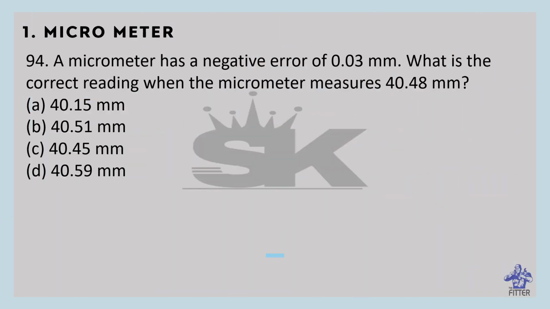A micrometer has a negative error of 0.03 mm. What is the correct reading when the micrometer measures 40.48 mm? So here, correct value equals micrometer reading plus negative error. We have discussed this formula many times in the previous session, right?